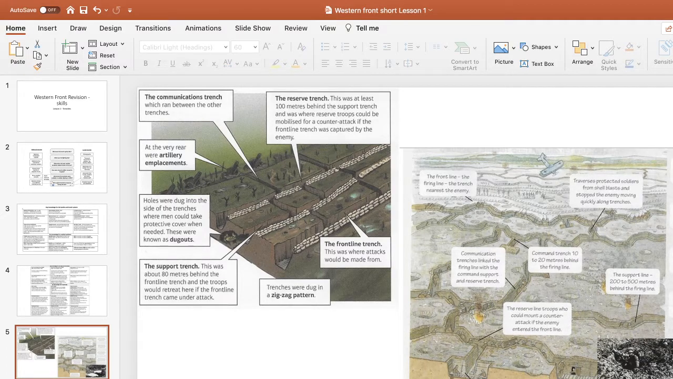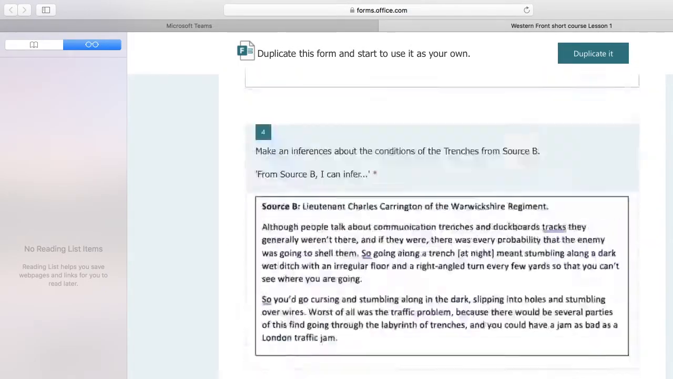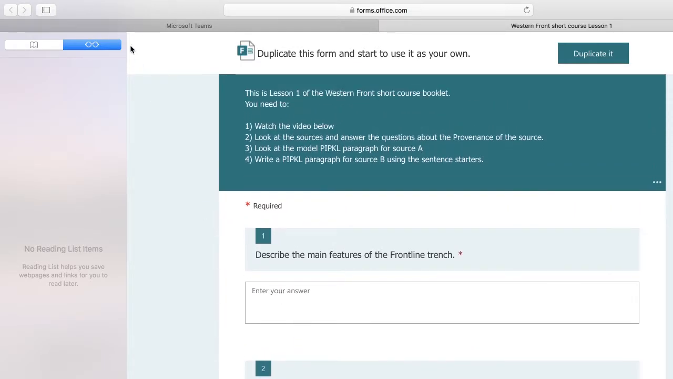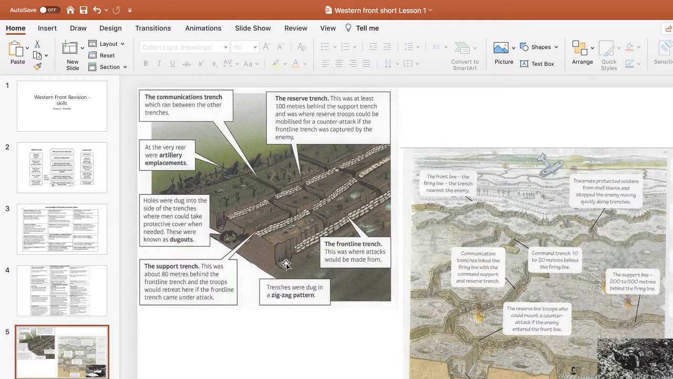Now what you have to do today, so I'm just going to switch to our form. You are answering 6 questions. The first one is describe the main feature of the frontline trench. Using the information I've just said and the two diagrams, all you have to do is give me one sentence that tells you about the features of the frontline trench, and one supporting sentence that develops that.